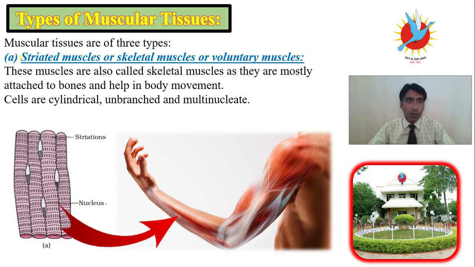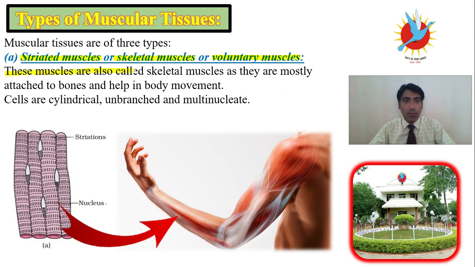So the first type of muscular tissue is striated muscle, which is also known as skeletal muscle, and also known as voluntary muscle. We will reveal the meaning of all these three names: why they are called striated, why they are called skeletal, why they are called voluntary. We will discuss each and everything one by one.